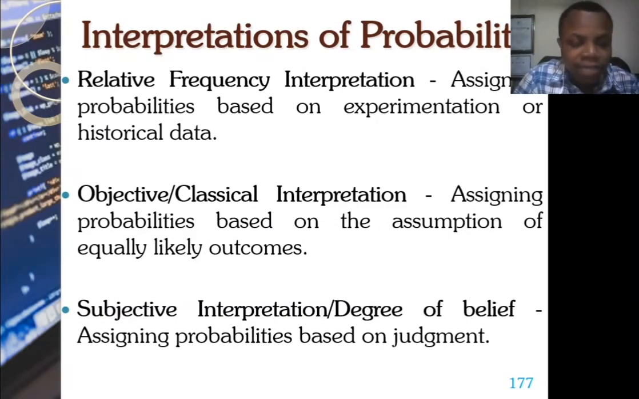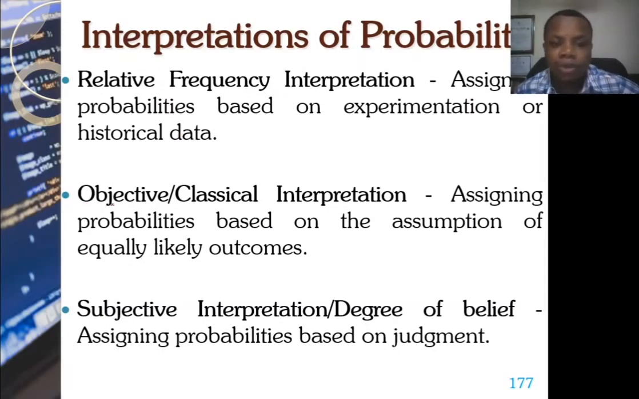Now, in the field of mathematics, there is considerable disagreement when it comes to these interpretations. For the purpose of this course, we are just going to look at three of them. The first one is the relative frequency interpretation, where probabilities are assigned based on experimentation or historical data. Remember when we were dealing with bar charts and pie charts, we dealt with relative frequencies, the number of times a certain event occurred.